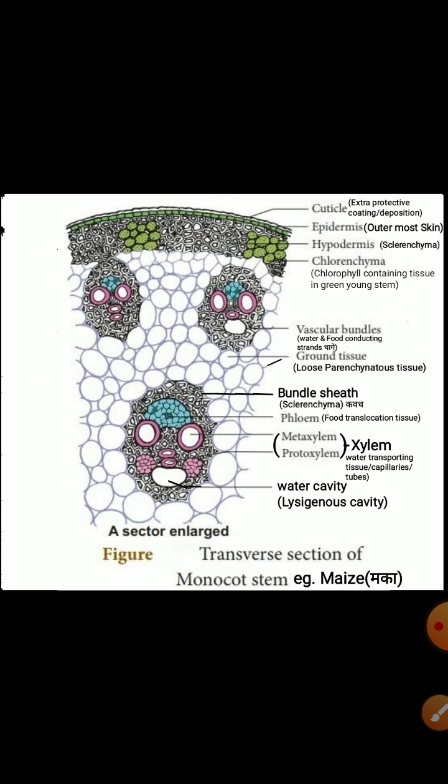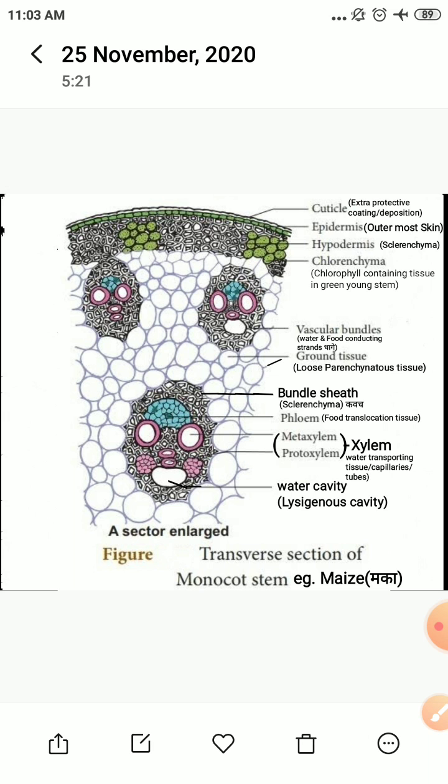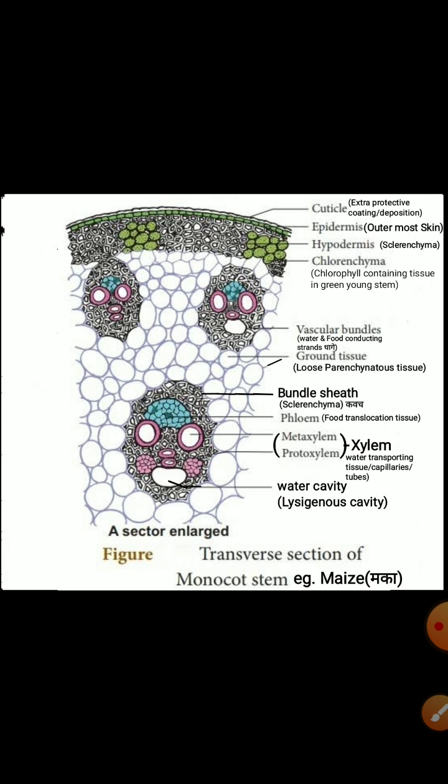Now if we compare this structure with the dicot stem, there in the dicot, there was the epidermis, hypodermis. Below the hypodermis, there was cortex. Below the cortex, there was the endodermis. Below the endodermis, there was pericycle. Below the pericycle, there was the ring of vascular bundles. And in the center, there was the pith. So different layers were there in the dicot stem. Epidermis, hypodermis, cortex, then endodermis, pericycle, ring of vascular bundles, and the center part, pith. Such differentiation of the different layers is not seen in the monocot stem.